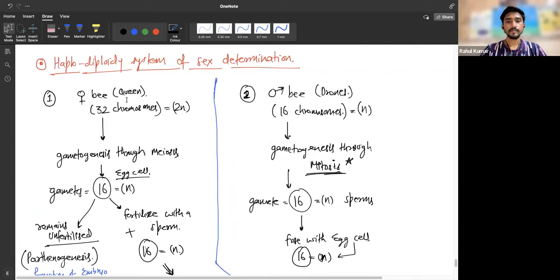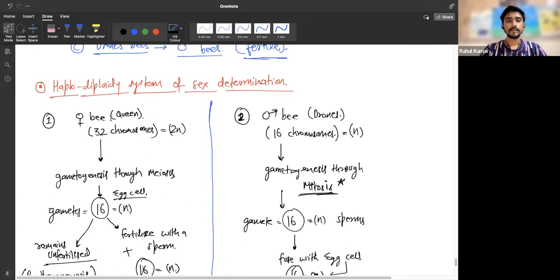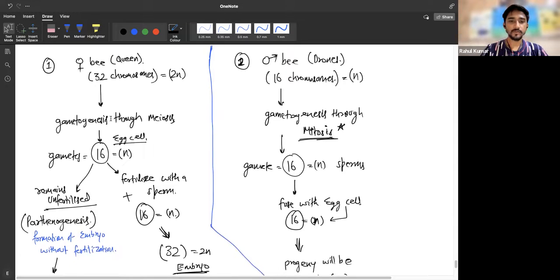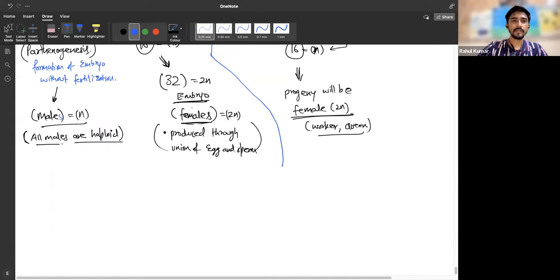So this is haplodiploidy sex determination. In boards, they can ask you to explain sex determination in honeybees. You can use these two flowcharts to explain it. But in entrance exams, they ask some complicated questions.